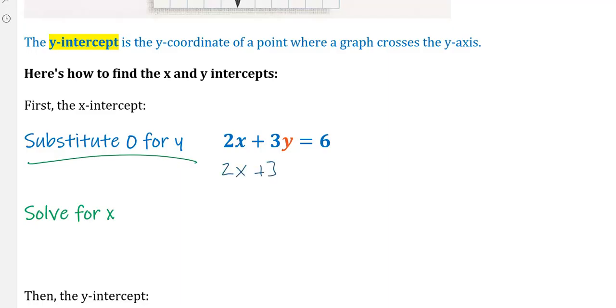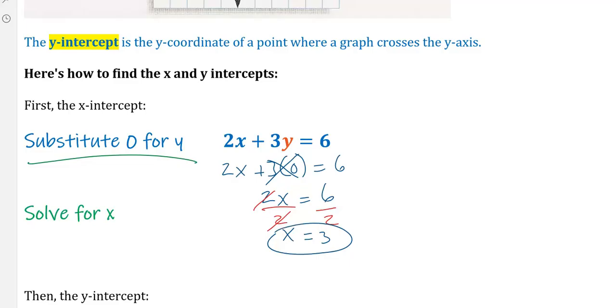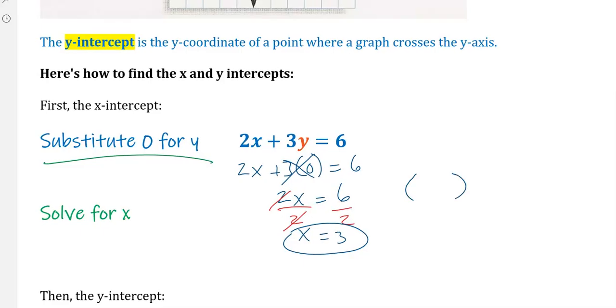2x plus 3 times 0 equals 6. Now you know what 3 times 0 is. Any number times 0 is just 0. So this technically just goes away. So 2x equals 6. Now we just divide by the coefficient of x, which is 2. Those cancel out, and x equals 3. So we solved for x. X equals 3. So that means that the point is (3, 0).